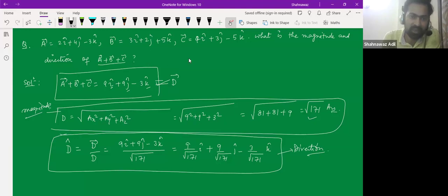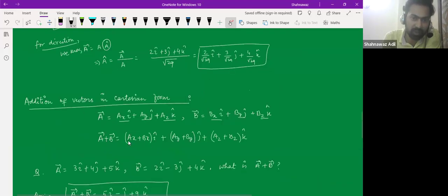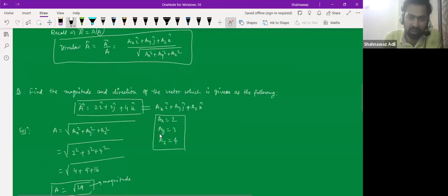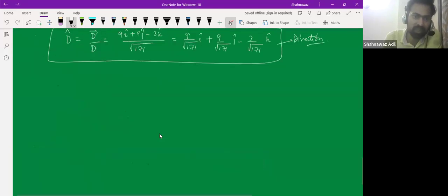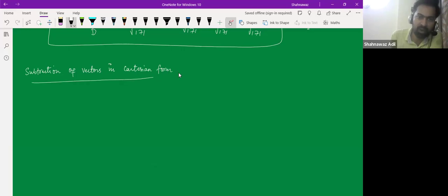Now let us understand. So we understood what the addition of vectors in Cartesian form is. So let us understand what the subtraction of vectors in Cartesian form is, right? So what is subtraction of vectors? So this is also simple. This Cartesian form is the simplest form of the vector, right?